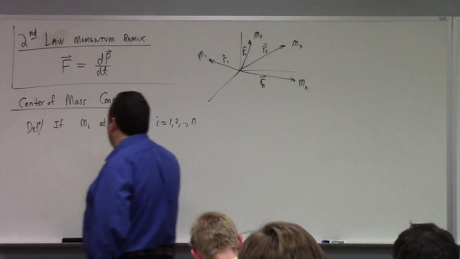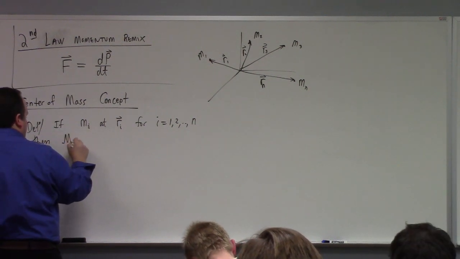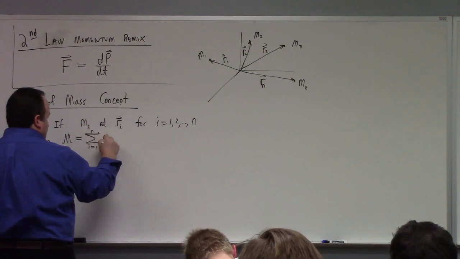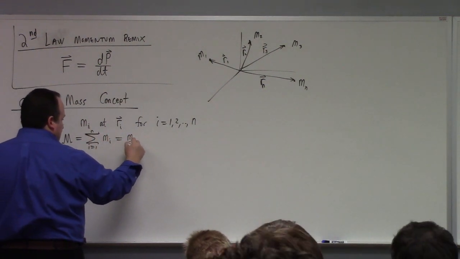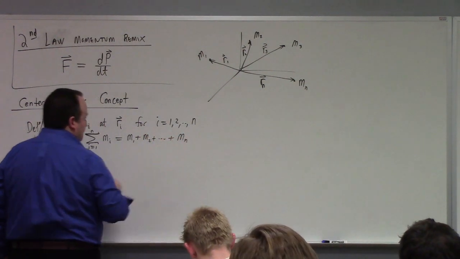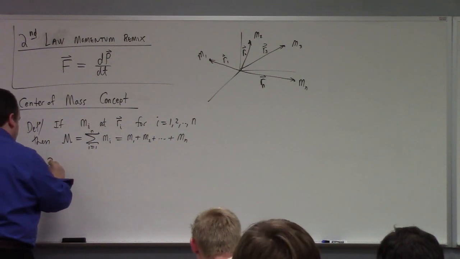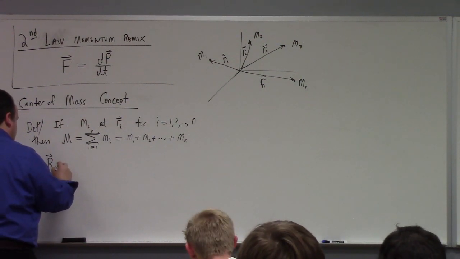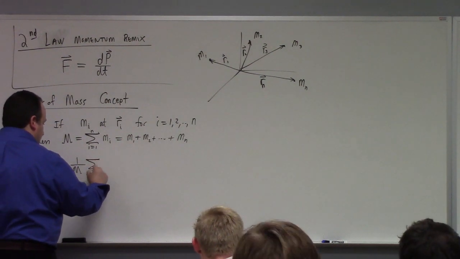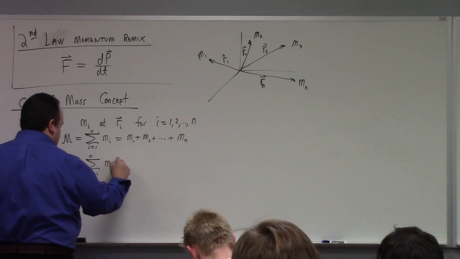Then the total mass, well, I'll just call it big M, is the summation i equals 1 to n of m sub i, right? Which is just a fancy way of writing m1 plus m2 plus dot dot dot plus m sub n. That's the total mass. The center of mass, which I'll use a big R for, is equal to 1 over M times the sum i equals 1 to n of m sub i r sub i.